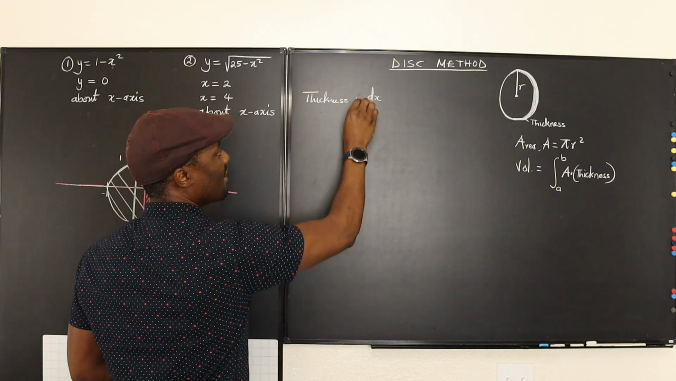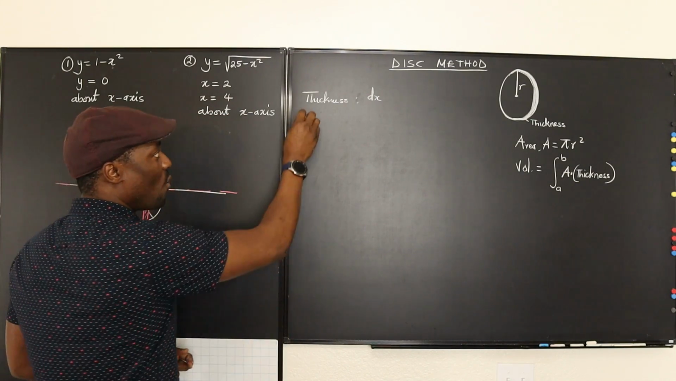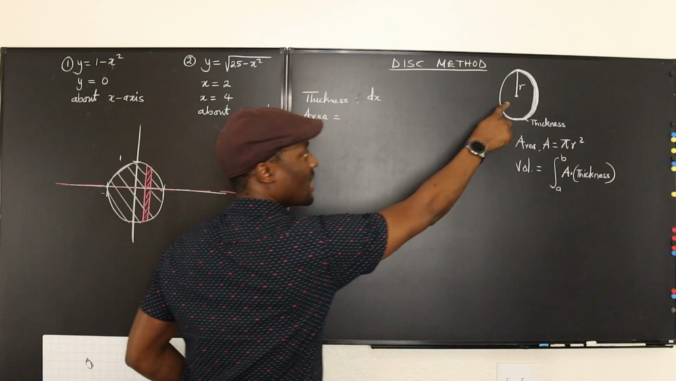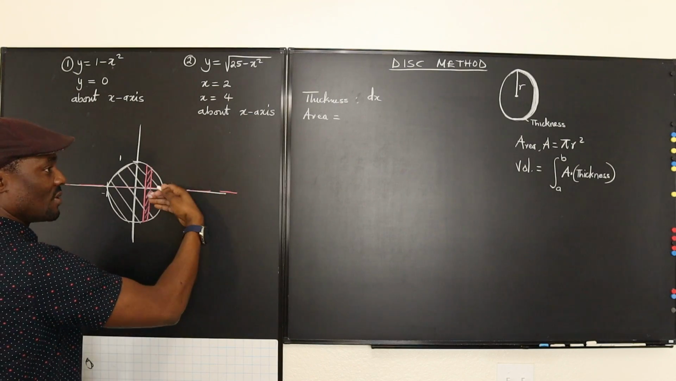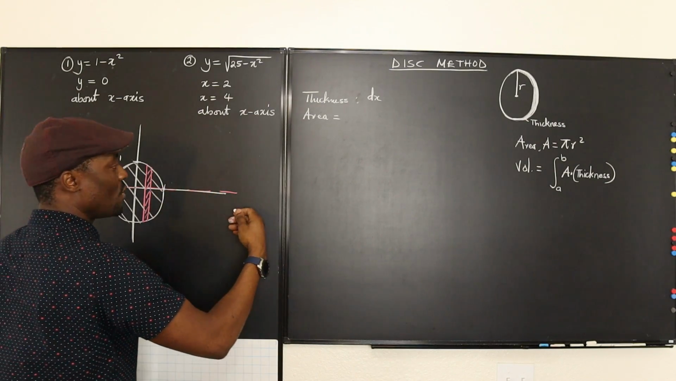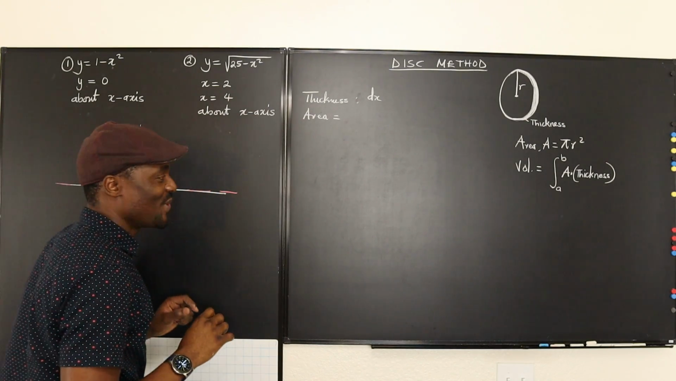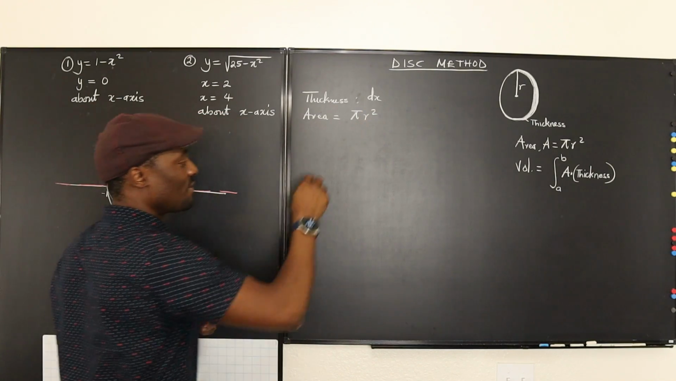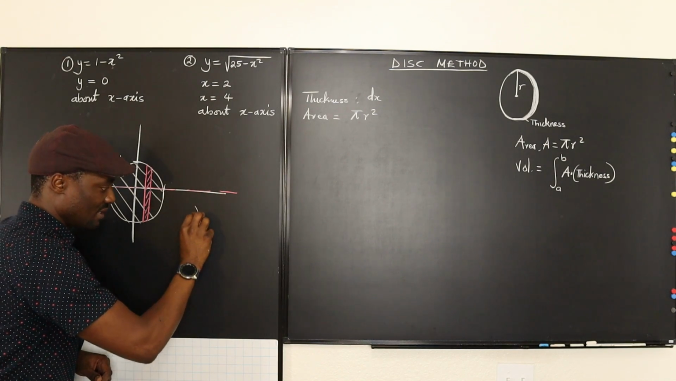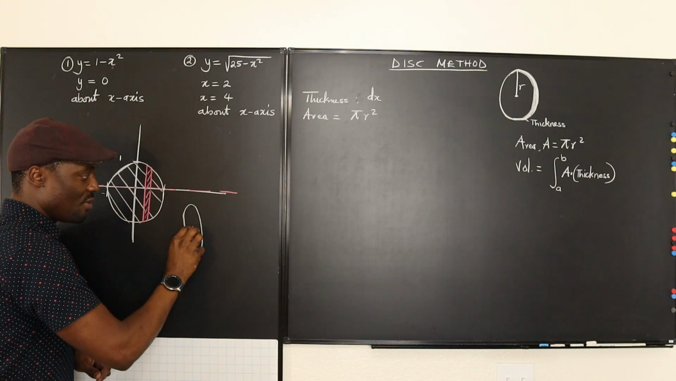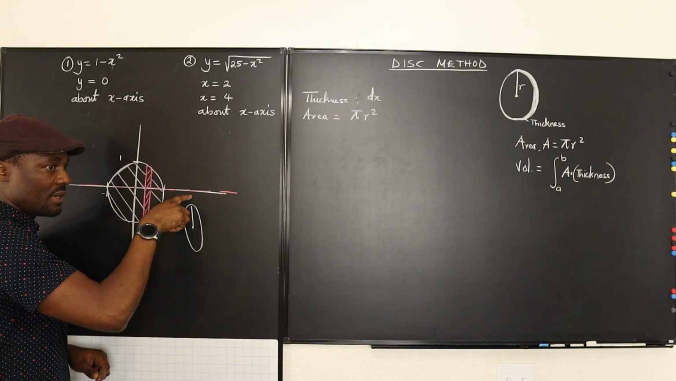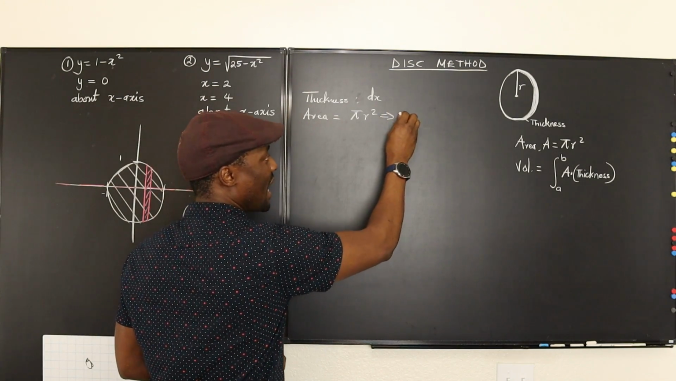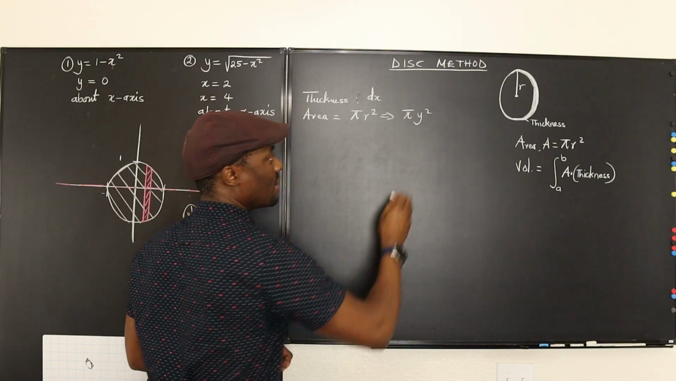Thickness is dx. Now, what is the area? Remember, the area of any disc, if you're looking at it from this direction, is going to be pi r squared. But what is the radius of this disc? Remember, this disc looks like this. Right now, the radius runs from the center up, and that's in the direction of y. So you can actually say that this implies pi y squared.